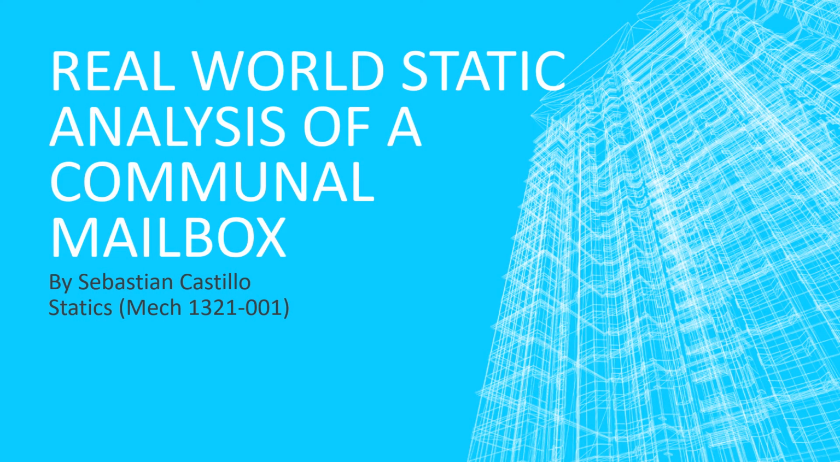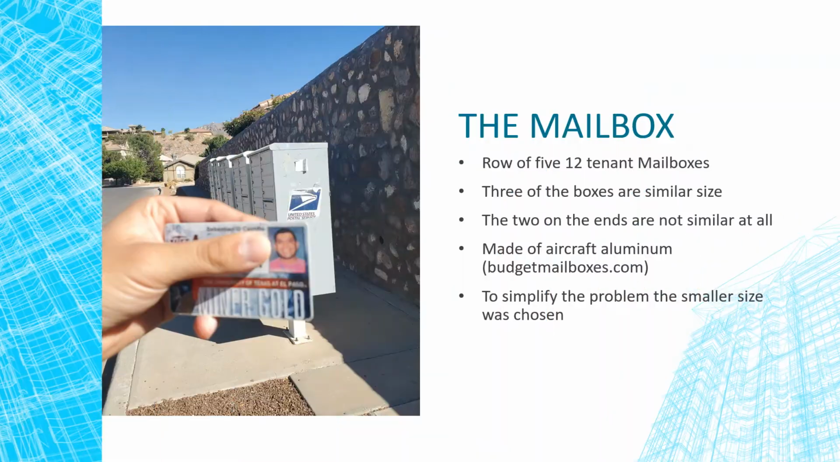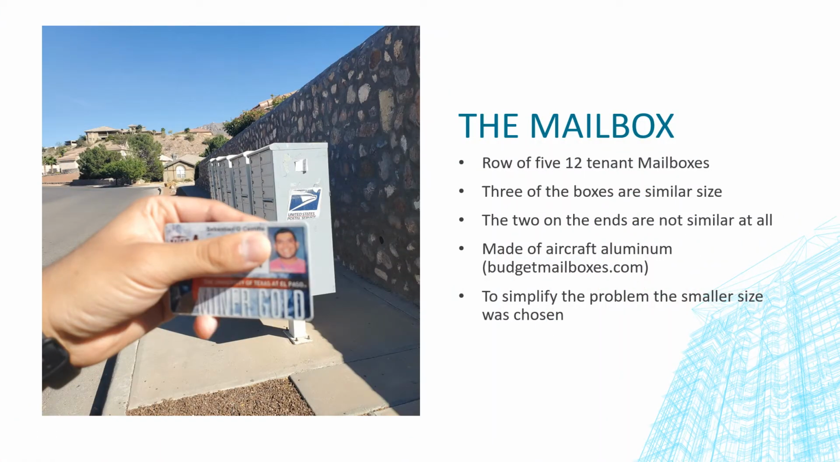I am Sebastian Castillo, and I'm going to give you a real-world static analysis of a communal mailbox. This is a photo of the mailbox in question. Here in this photo, you can see a row of 5 12-tenant mailboxes. 3 mailboxes in the middle are the same size, whereas the 2 mailboxes on either end are different from all 5 mailboxes.